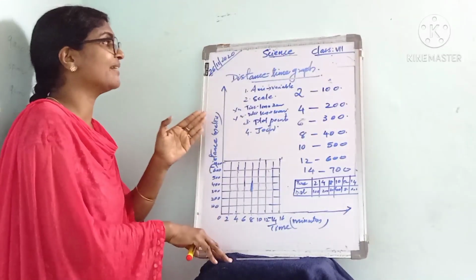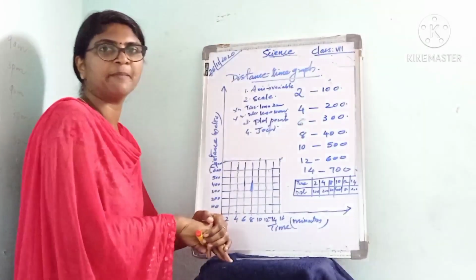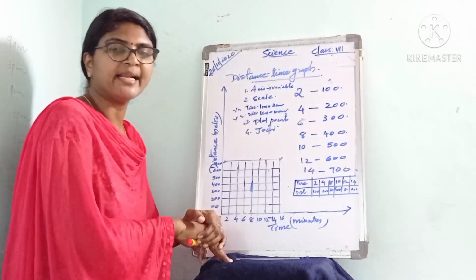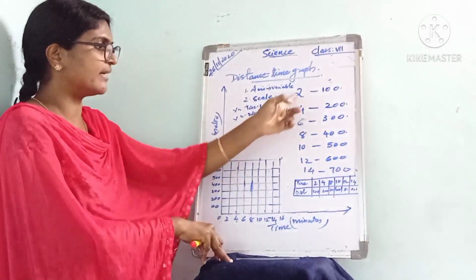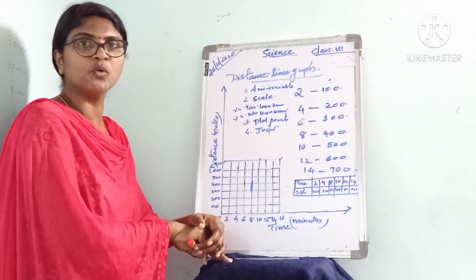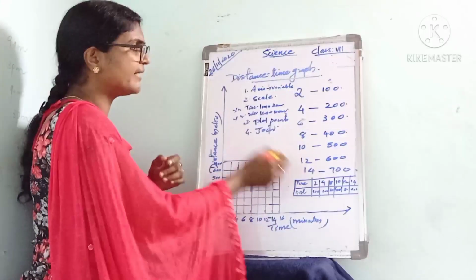This can be understood by considering an example. Here Arun walked from his home to school. He noted the data of his trip as given here.